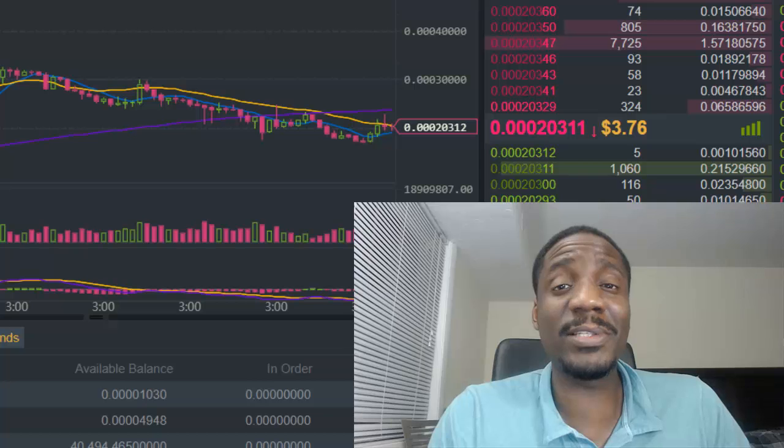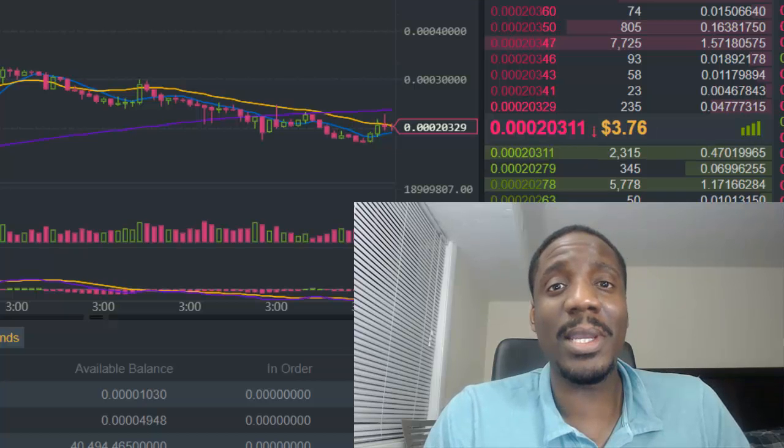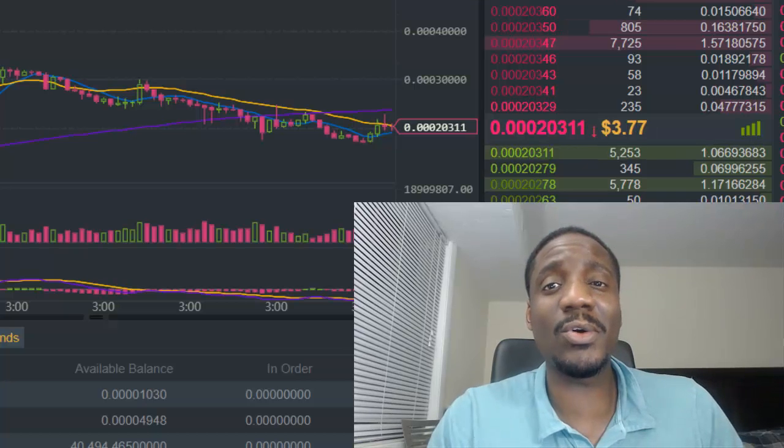Now, for those of you investing newbies, when you hear the bulls or a bullish trend, that means there is an assumption that the price is going to go up, and the bears means the price is going down.